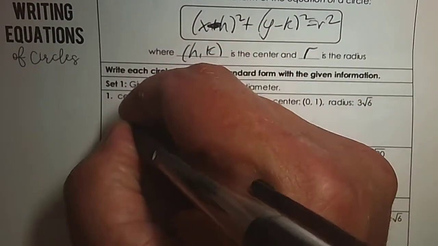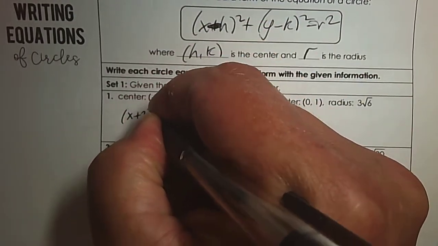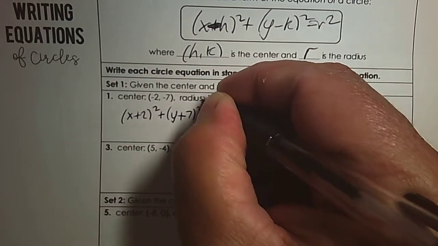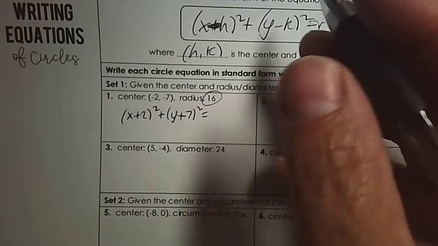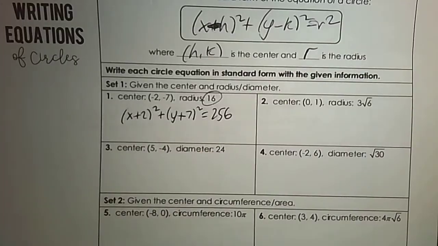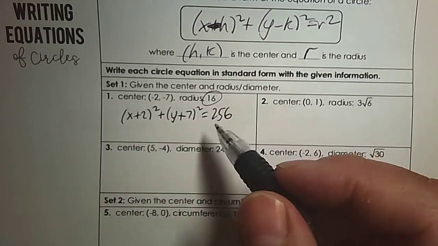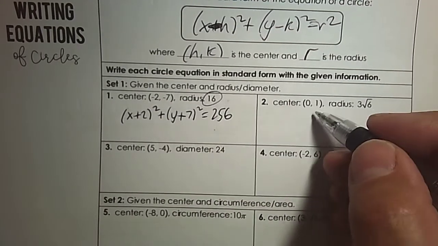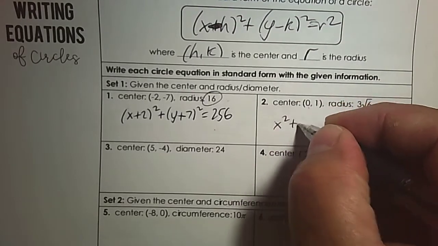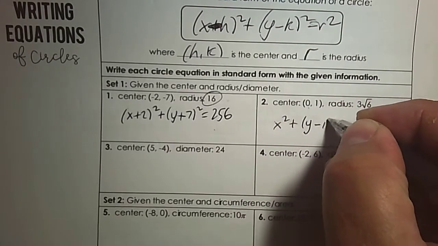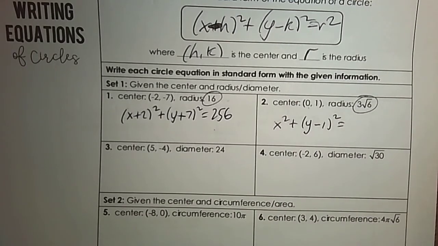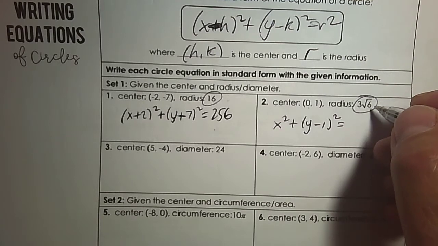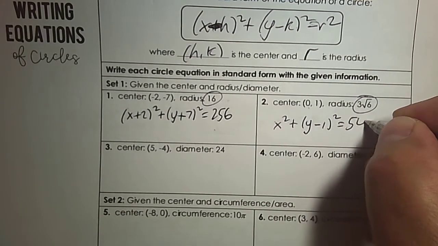So the center, the x coordinate, change the sign, (x plus 2) squared, plus, change it, (y plus 7) squared, and then we are going to square 16. So 16 times 16, working backwards. And that's it. That equation matches with that information. Let's try it again. 0, so I just need an x squared. 1, so it's going to be (y subtract 1) squared. And then I'm going to square this to make it equal to it. So 3 squared is 9, and root 6 squared is 6. So it's 9 times 6, so it's equal to 54.